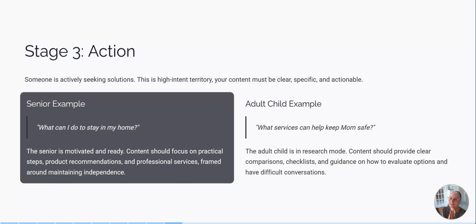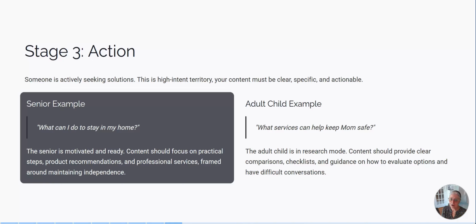Okay. What services can help keep mom or dad safe is what the child is thinking. They're in research mode. Okay, they're looking up what is going on locally. Who do I call? What kind of person do I call? What's a geriatric care manager? Is it time for assisted living? How do I know? How do I find a really good assisted living? How do I find people to come into mom's house? All of that is research.